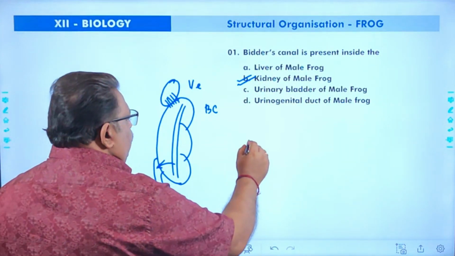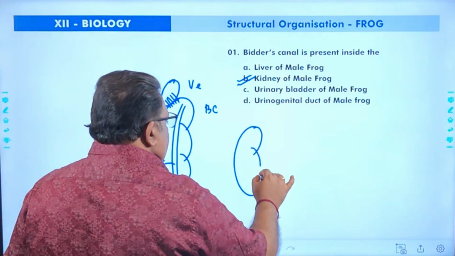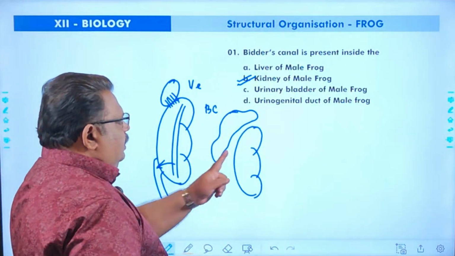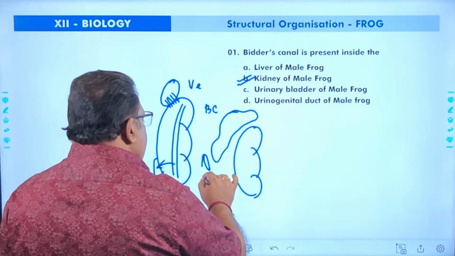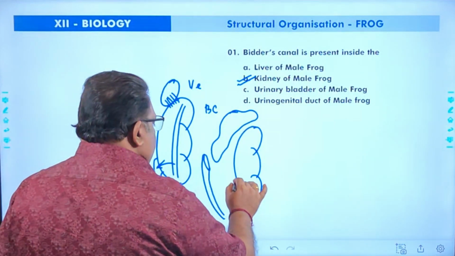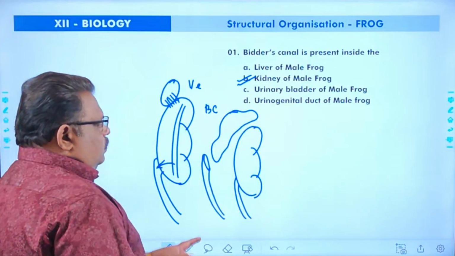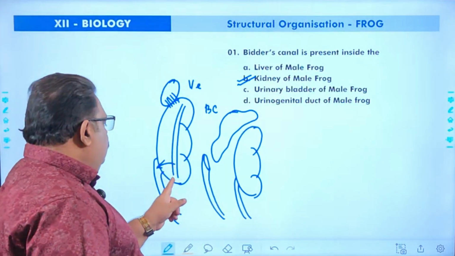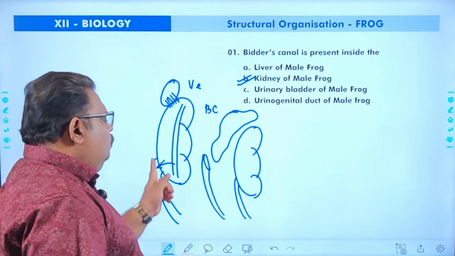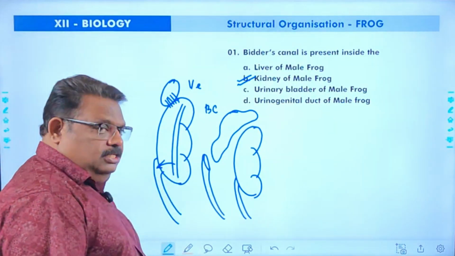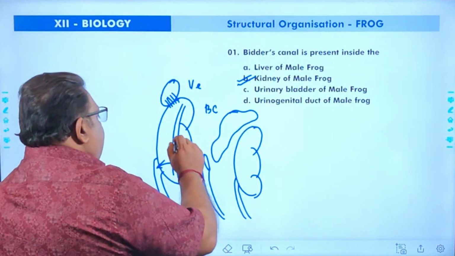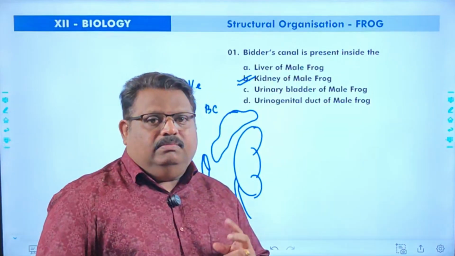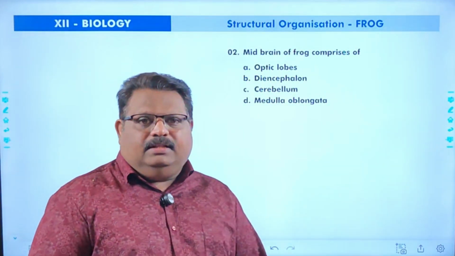whereas in the case of female frog, suppose this is the kidney, the ovaries are not physically and physiologically connected with the kidney. So the oviduct will be developing separately, and here will be the ureter. So in female frog, ureter and oviducts are separate. In male frog, there is a common duct for passing urine as well as sperm. So that duct is called urinogenital duct, and therefore the Bidder's canal is present only inside the kidney of male frog.